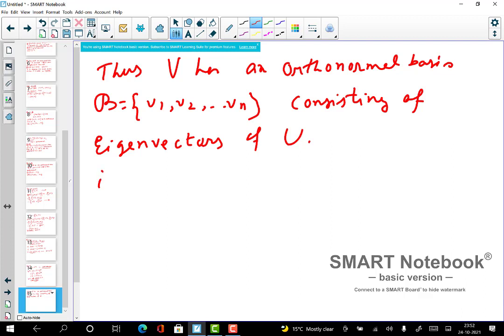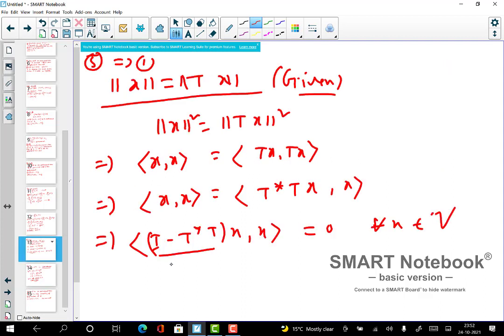That means U of these Vi's will be something, Ci Vi's, for some Ci belonging to F. F can be real or complex, doesn't matter. Okay. Clear? So now, what is given to us? So this is nothing but telling that this is U, right? So U of x equal to 0, this is true for all x belonging to V, right? This is given to us.